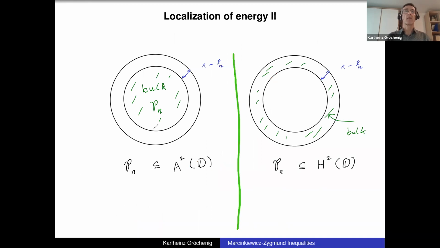Okay, we just look at the left-hand side. So this is the whole unit disk, and there's a bulk region of radius 1 minus gamma over n, where the energy of polynomials of degree n is concentrated. This radius is 1 minus gamma over n. The gamma over n indicates the distance to the boundary.